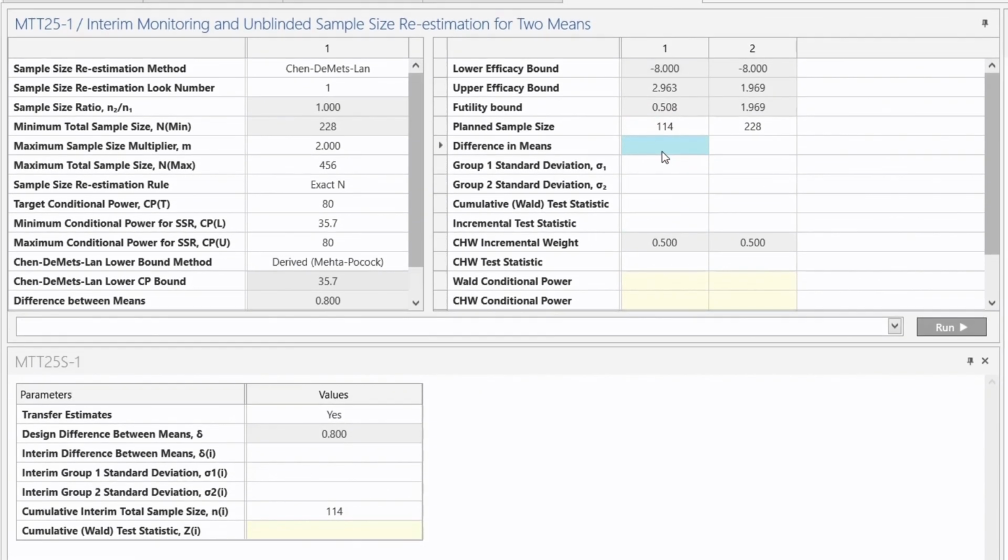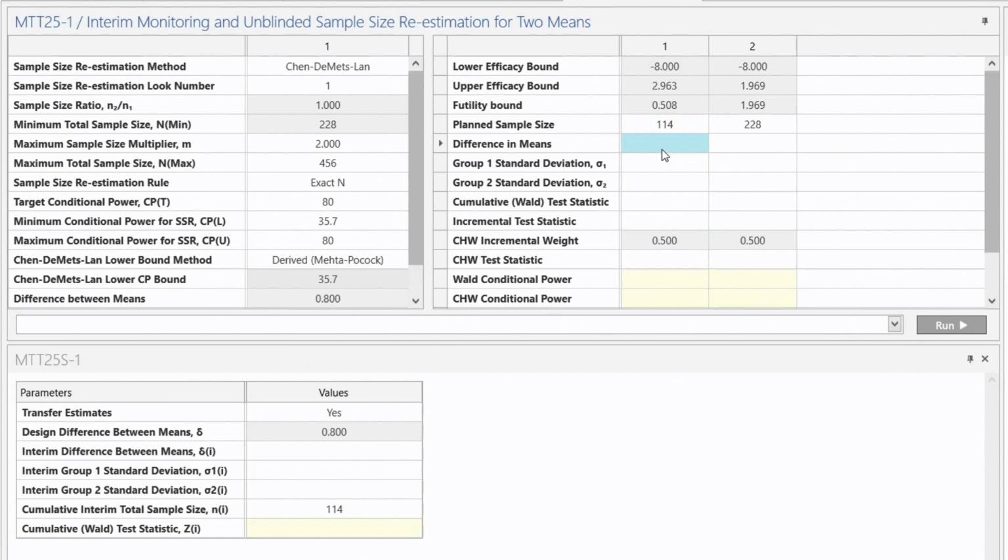We now want to fill in what happened at each interim analysis and final analysis in nQuery. In this case, let's assume that there was a 25% reduction in our effect size compared to the original design. In other words, an interim effect size of 0.6. Next, let's assume that there's a 10% increase in the standard deviation in each group, which is equivalent to 2.31 standard deviation in each group. This gives an interim test statistic, Z statistic, of 1.387.